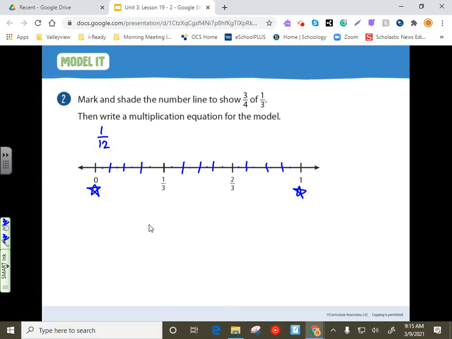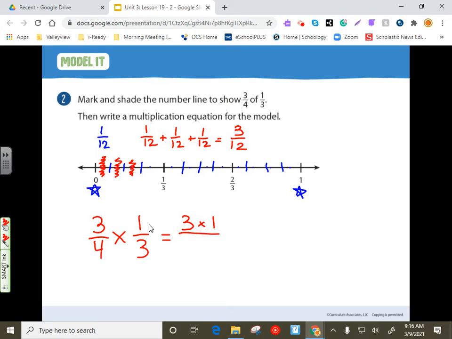So it wants to know 3/4 of 1/3, so 3 out of 4: 1, 2, 3. And if each one of those is 1/12, I know it's going to be 1/12 plus 1/12 plus 1/12. That gives us 3/12. Or we can multiply 3/4 of 1/3. That is 3 times 1, and then 4 times 3. And that gives us that 3/12. So again, a couple different ways to show that.